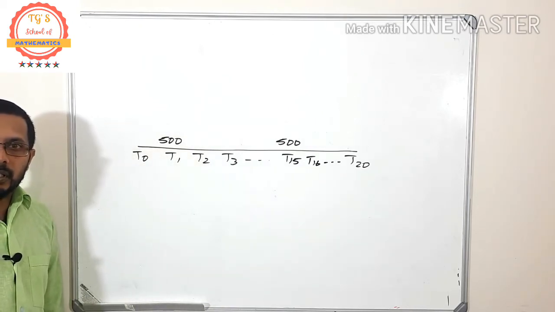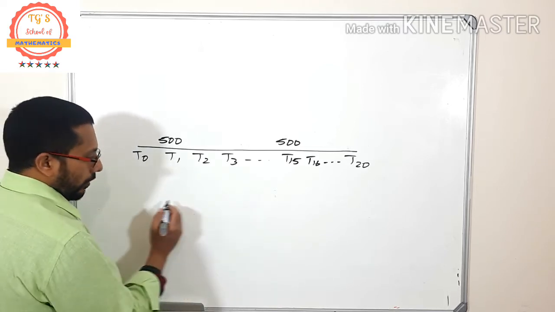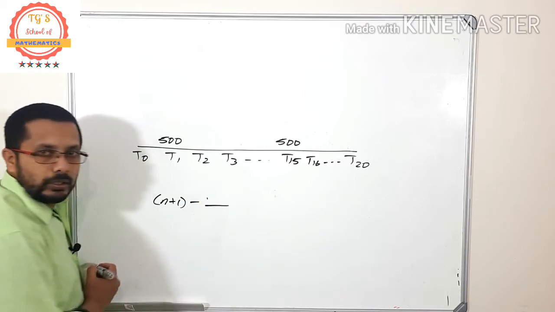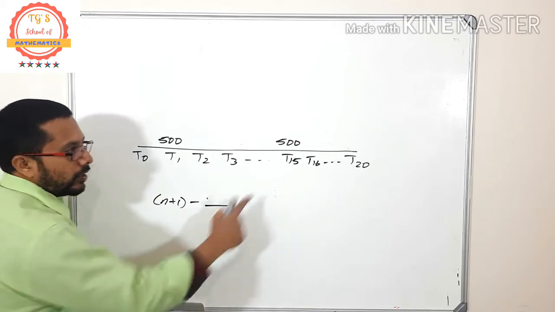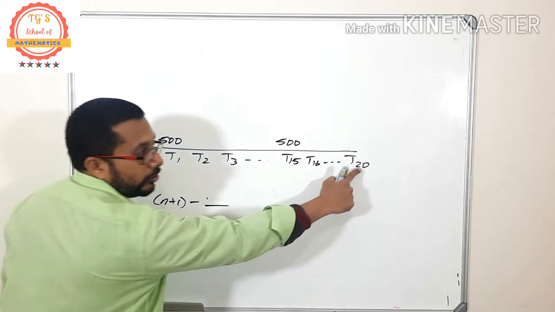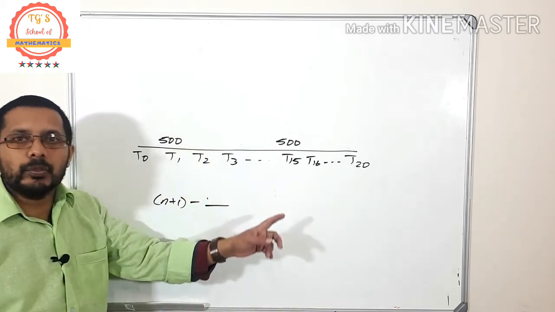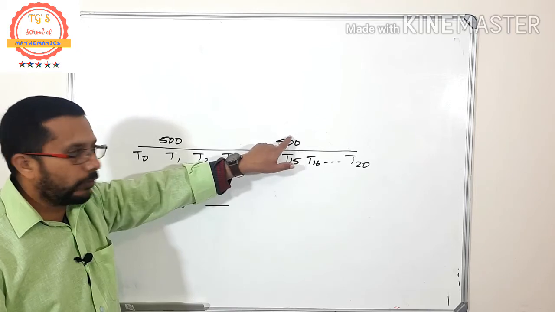How can you find? In this example also we can apply the same rule. What is our rule? N plus 1 minus the first payment. N stands for the last payment. So when is the last payment? Not 20, don't consider it as 20. The 20th is not the last payment in this example. When is the last payment? On the 15th month, 500 rand.